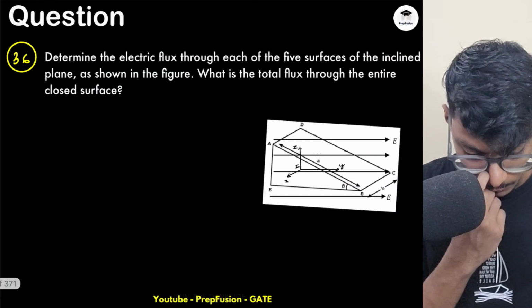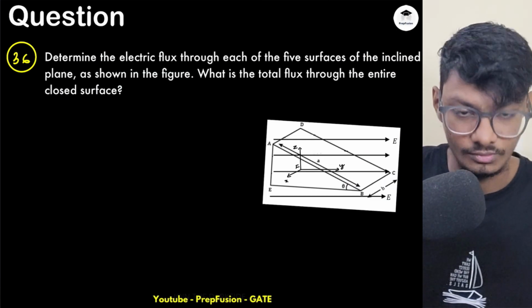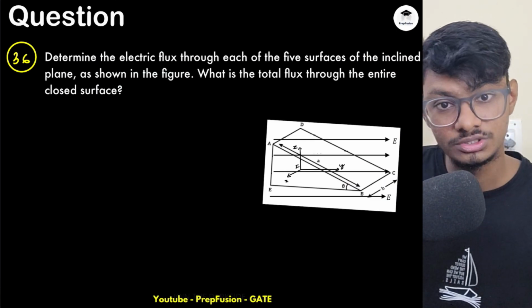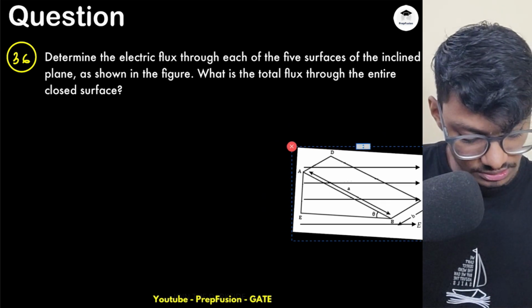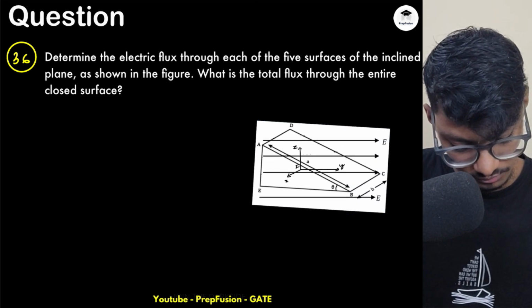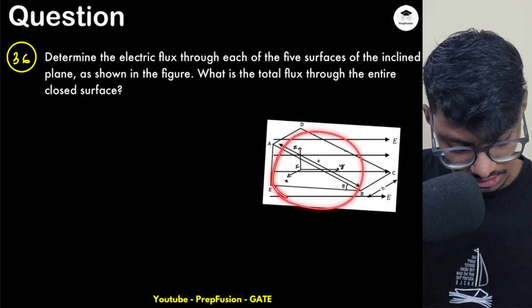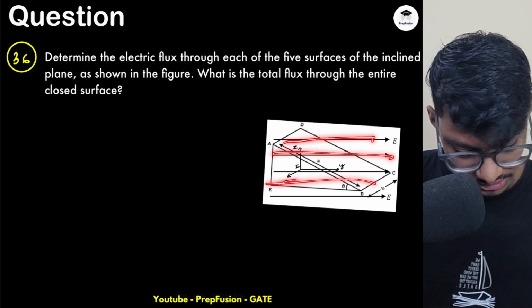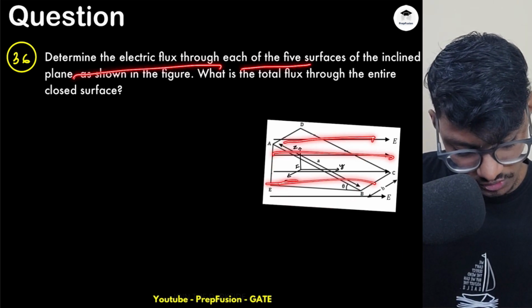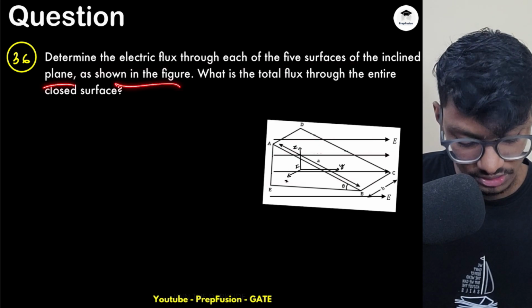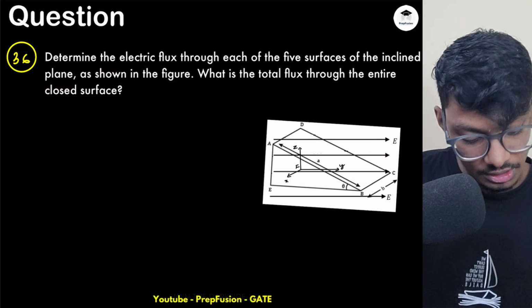Let's do this particular question. This will also help you get a better understanding of the concept of projected area. So I have this wedge-like structure, and electric field lines are just like this. We have to determine the electric flux through each of the 5 surfaces of the inclined plane as shown in the figure. What is the total flux through the closed surface?